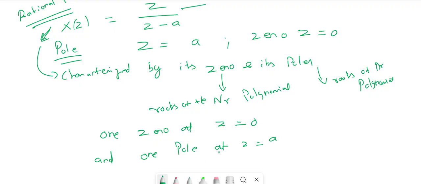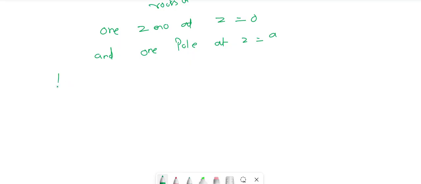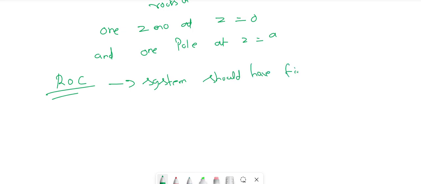Okay, now how do you determine the ROC? Region of convergence. The system should have finite amplitude. So completely we solve one problem like this. You can practice others for a given function.